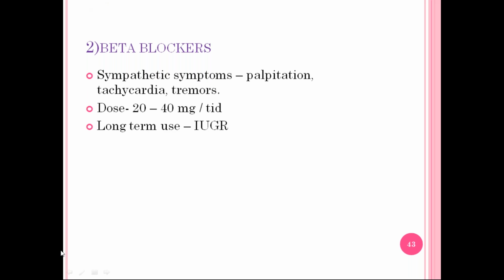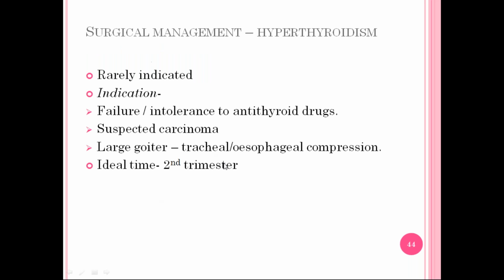But when you start beta blockers, what is the problem? With long-term use, the baby can become an IUGR baby. Surgical management is very rarely indicated in pregnancy. When there is failure or intolerance to drugs, or you suspect any carcinoma in the thyroid, or when there is a large goiter compressing the trachea and esophagus, so that it is very difficult for her to eat and to breathe, then only you can opt for surgery. The ideal time for surgery in pregnancy is the second trimester.